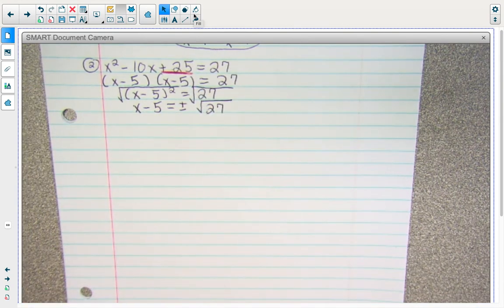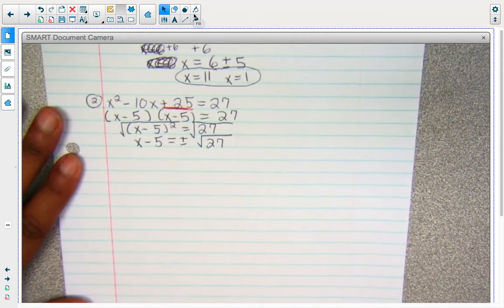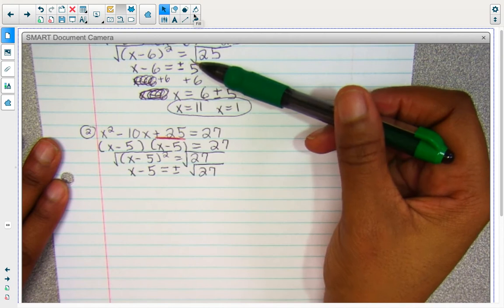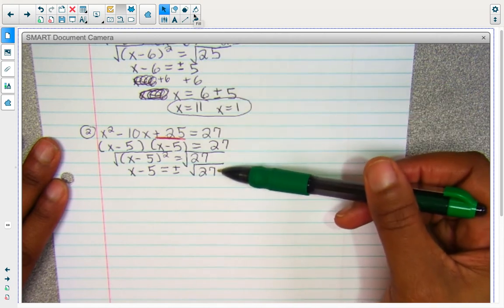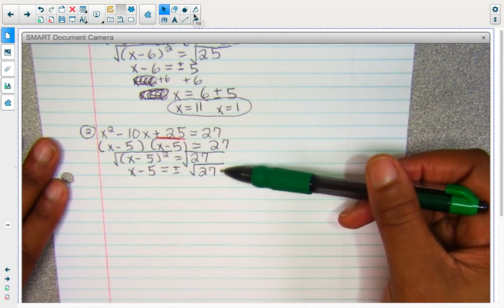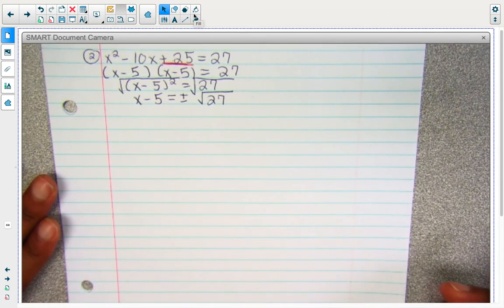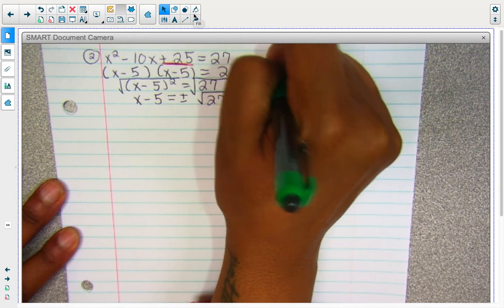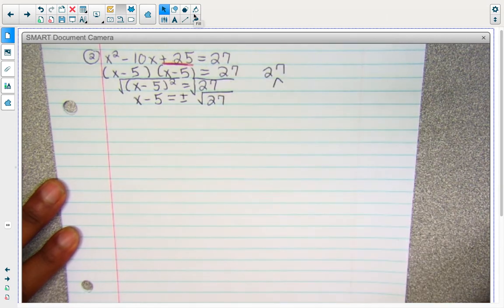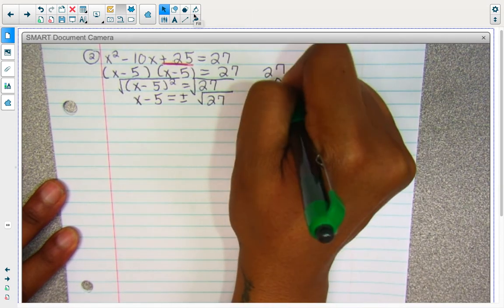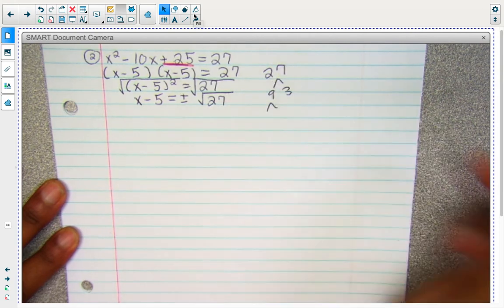Now, I'm not finished. I can do some additional steps here. The previous problem that we did worked out to be a whole number. It worked out to be 5, but this still is underneath the square root, so I need to break this down a little bit more. So we're going to have to do a factor tree. Over here off to the side, I'm going to do a factor tree. 27 gives me 9 and 3. 9 gives me 3 and 3.